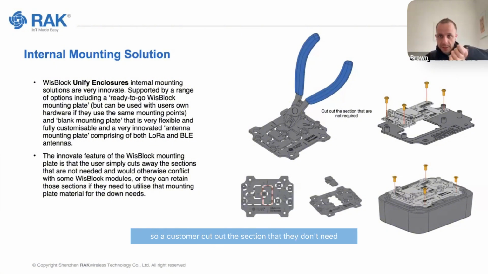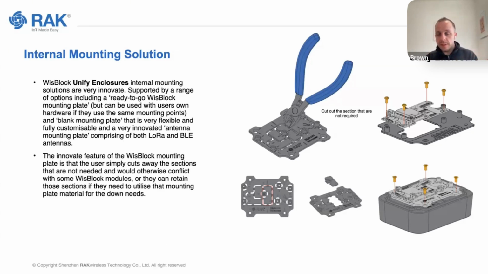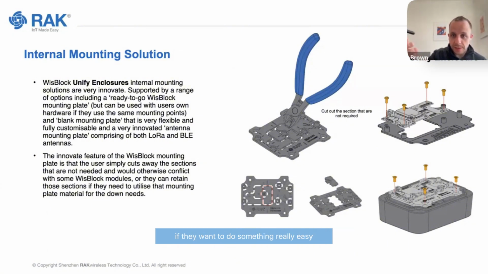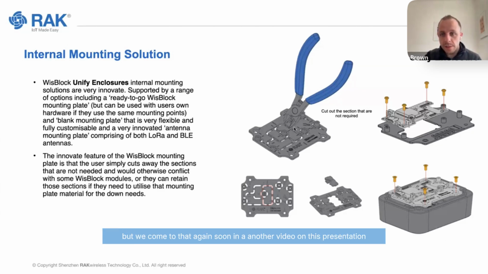So a customer will cut out the section that they don't need, otherwise there will be a problem for that WisBlock assembly. So we have a single mounting plate that can work with any WisBlock configuration possible. That's a really cool solution. So if I look at my video, this is the only tool really that a customer needs if they want to do something really easy, just cut out the bit they don't need. But we come to that again soon in another video in this presentation.